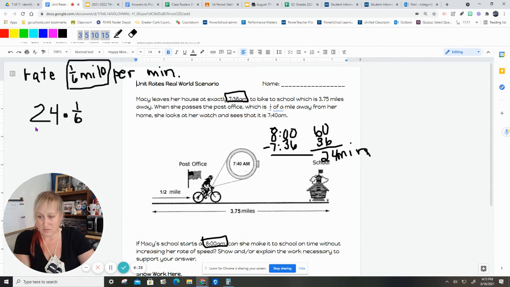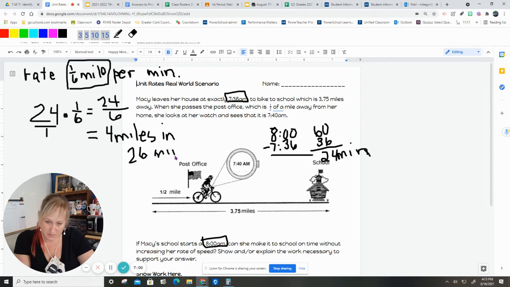So I'm going to do that. And multiplying fractions is pretty easy because it's just across the top and across the bottom. So 24 times 1 is 24 over 6. 24 over 6, I have to reduce, and I get 4. So that 4 means she went 4 miles in 24 minutes. Okay, that's one way. Was she able to make it to school on time? How far was school? 3.75? Yes. So the answer is yes.